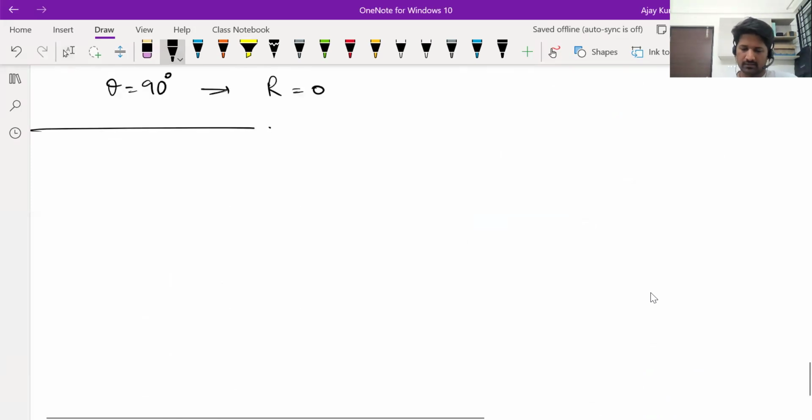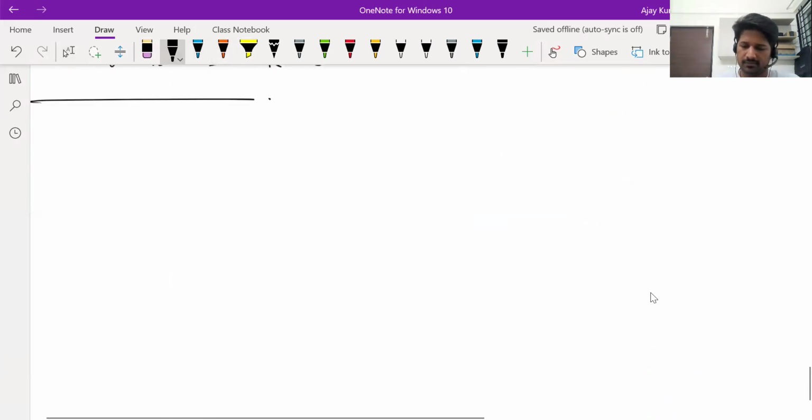Those angles will be complementary. Can any of you tell me what are complementary angles? Theta and 90 minus theta. Complementary angles are two angles, the sum of which is 90 degrees. So suppose you take one angle theta and the other angle as 90 degrees minus theta.